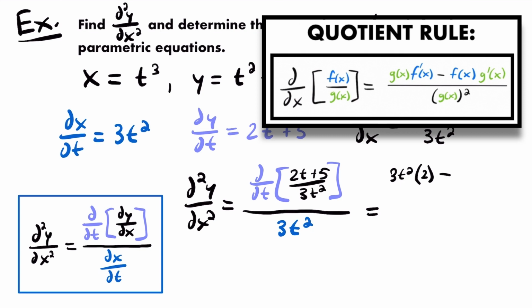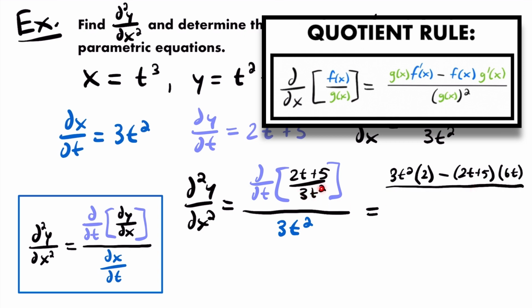And then next we're going to subtract the top function, or the numerator, and multiply it by the derivative of the denominator, or the bottom function. So we'll have 2t plus 5, and we want to multiply that by the derivative of the denominator, which, if we use the power rule for derivatives, we'll multiply this 2 down, 2 times 3 is 6, and subtract 1 from the exponent, so we'll have a power of 1, so the derivative will be 6 times t to the first power. Alright, and this will all be divided by the denominator squared.